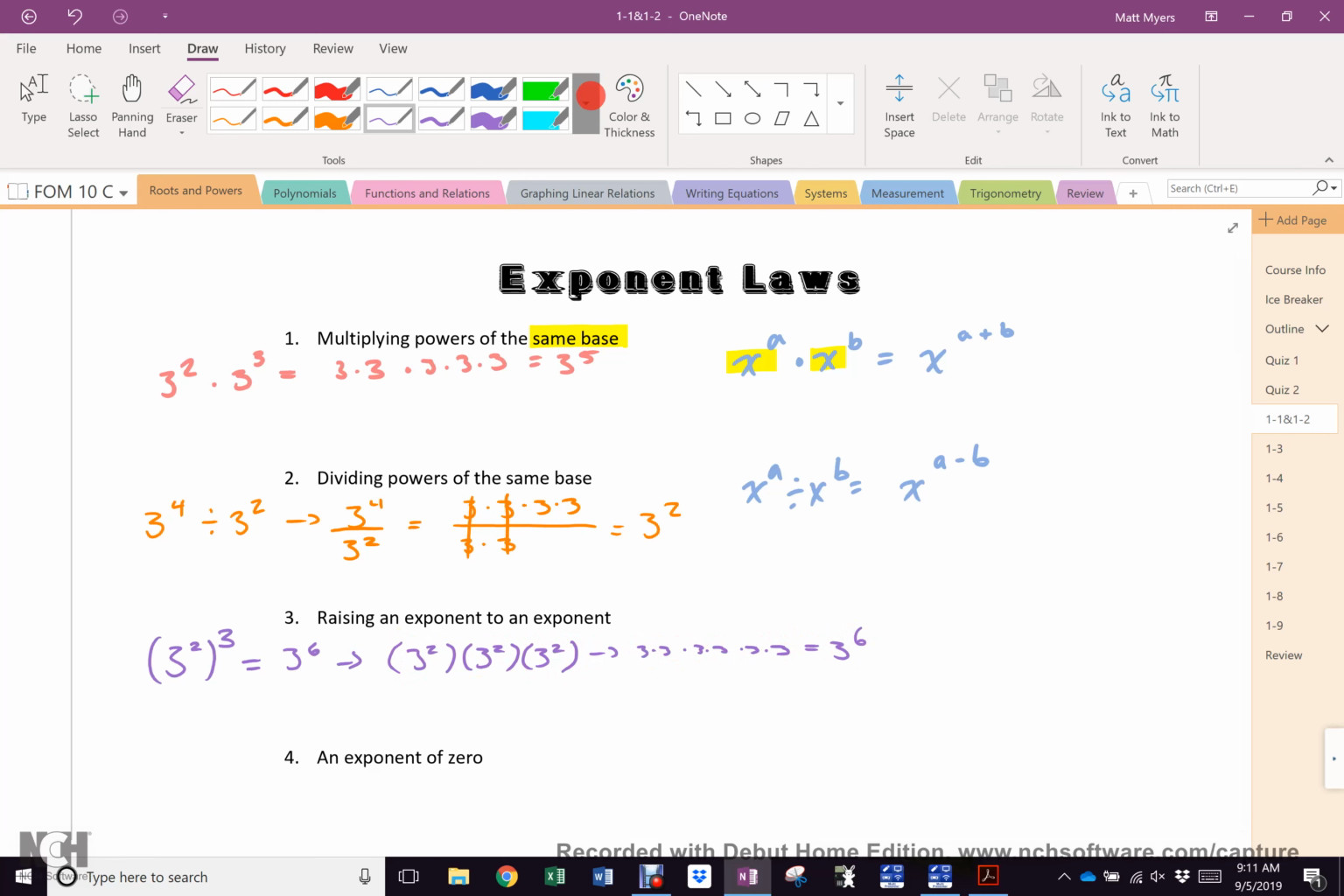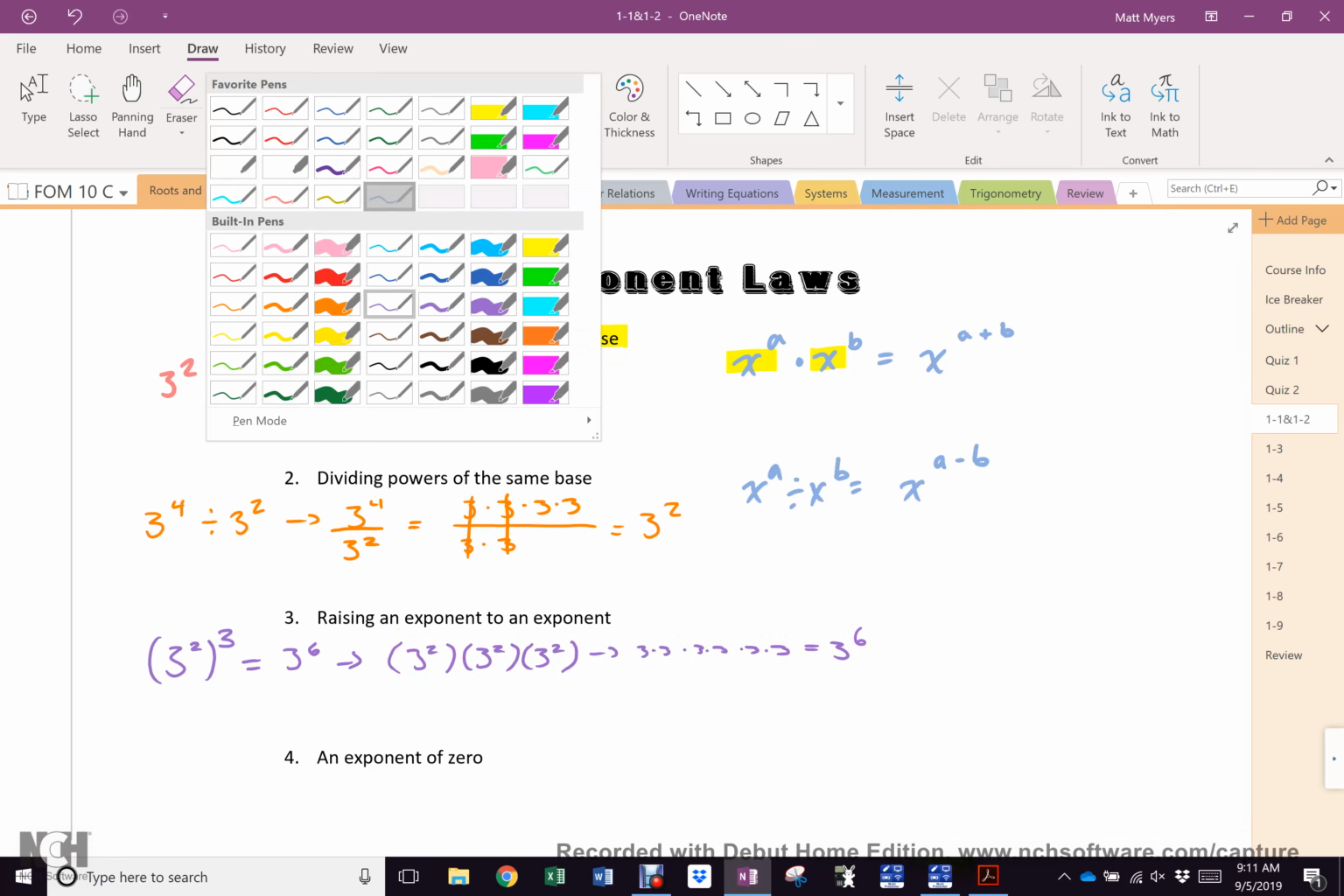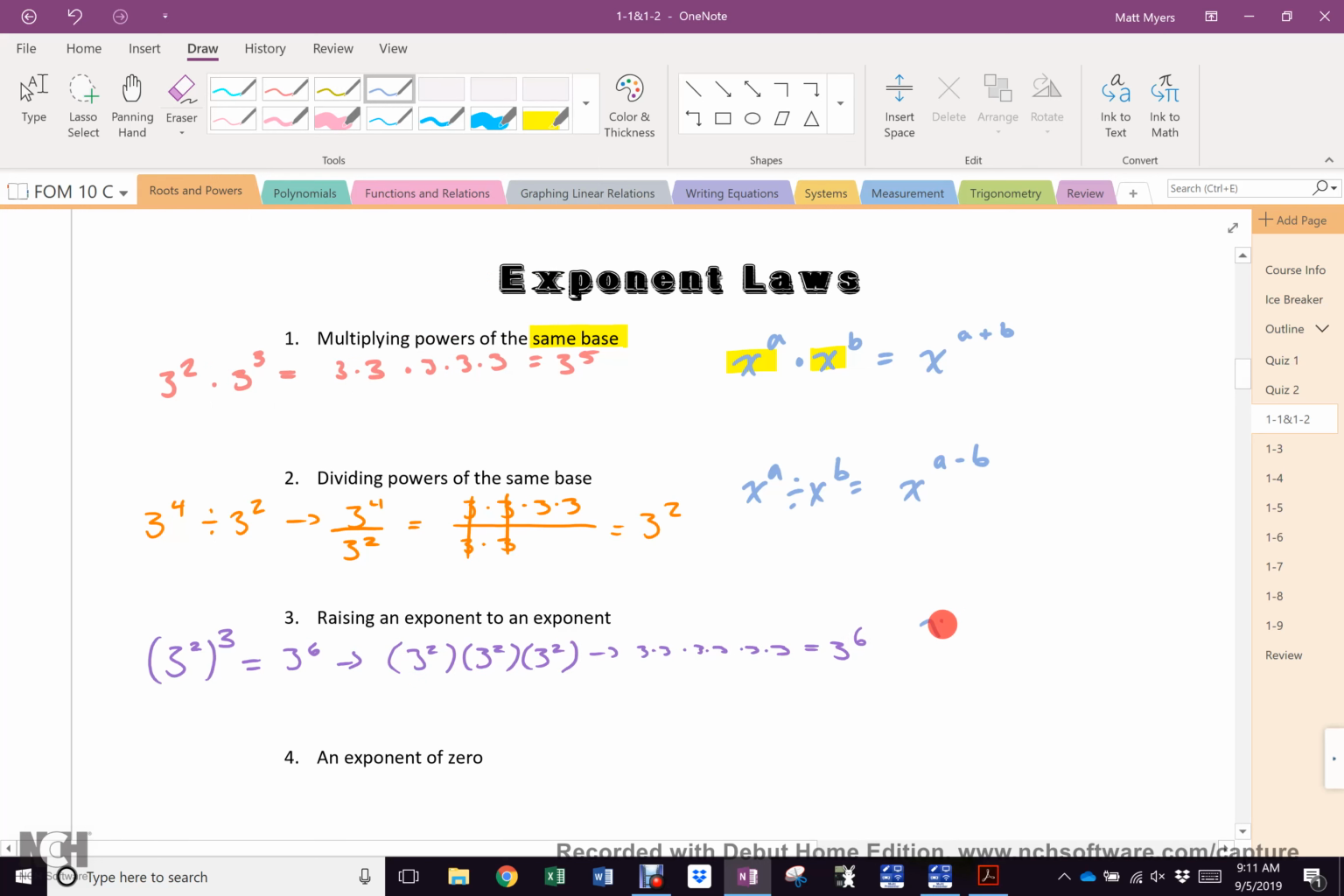What's the shortcut? The rule that you're supposed to memorize. X to the a, all to the b. What is it, Amelia? X to the a times b. Is everybody good to there? That's all of grade 9, right? Some of you went further, but everybody did this in grade 9, right?